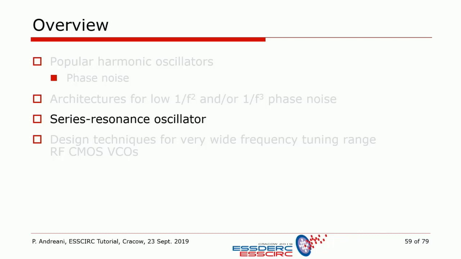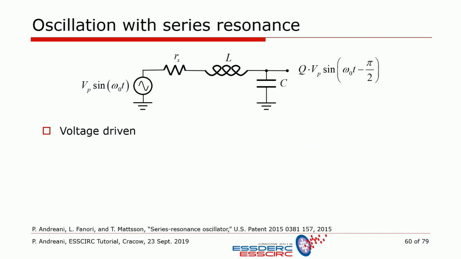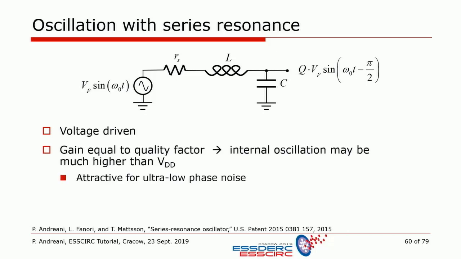Series resonance oscillator. So it's a different approach, basically making use of series resonance. Instead of having the LC tank, which is a parallel resonance, in this case, it is series resonance. So it's voltage driven, and what we have here in this case is that the gain is equal to the quality factor Q of this series tank. So if we have VP here, we have Q times VP here, okay, assuming a sinusoidal excitation.